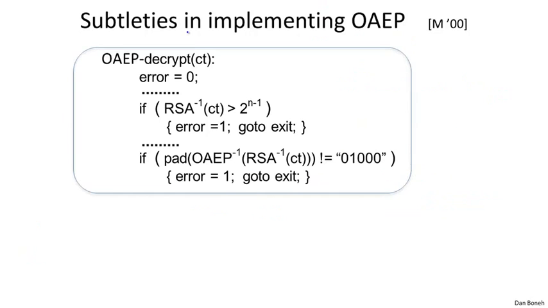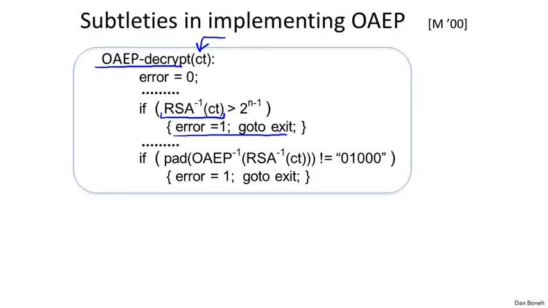And of course, if it happens to be not 01000, then you output bottom and you say the ciphertext is invalid. The last thing I want to point out is that actually implementing OAEP can be quite tricky, and let's see why. So suppose you write an OAEP decryption routine that takes the ciphertext as input. The first thing you would do is apply the RSA inverse function to the ciphertext, and you would expect to get an n-bit value out, 2047 bits in the case of a 2048-bit RSA modulus, and if you get something that's bigger than 2 to the 2047, you say reject. We say error equals 1, and we go to exit.